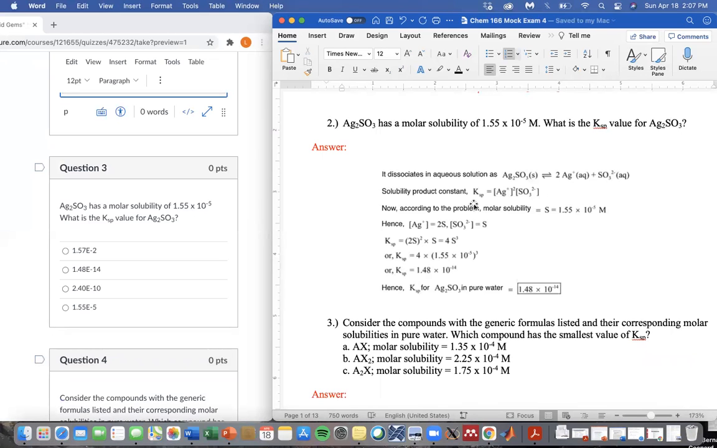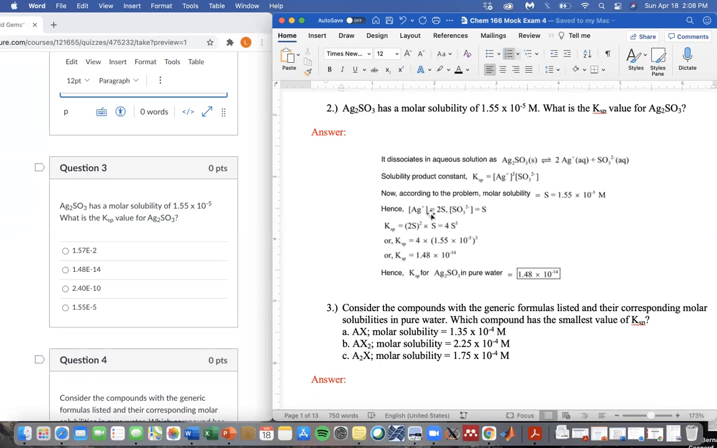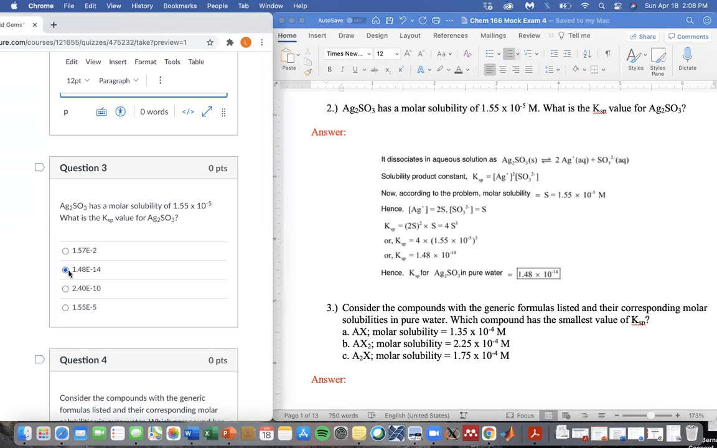You have your molar solubility, your S value, equal to 1.55 times 10 to the negative 5th molar. Because there's the coefficient of 2 in front of the Ag, it's (2S) squared times S, so it's really 4S cubed. You plug the S value into that, and the Ksp value would be 1.48 times 10 to the negative 14th. So this one right here. Does that make sense? Do you have any questions about that one? No, that makes sense. Okay, sounds good.